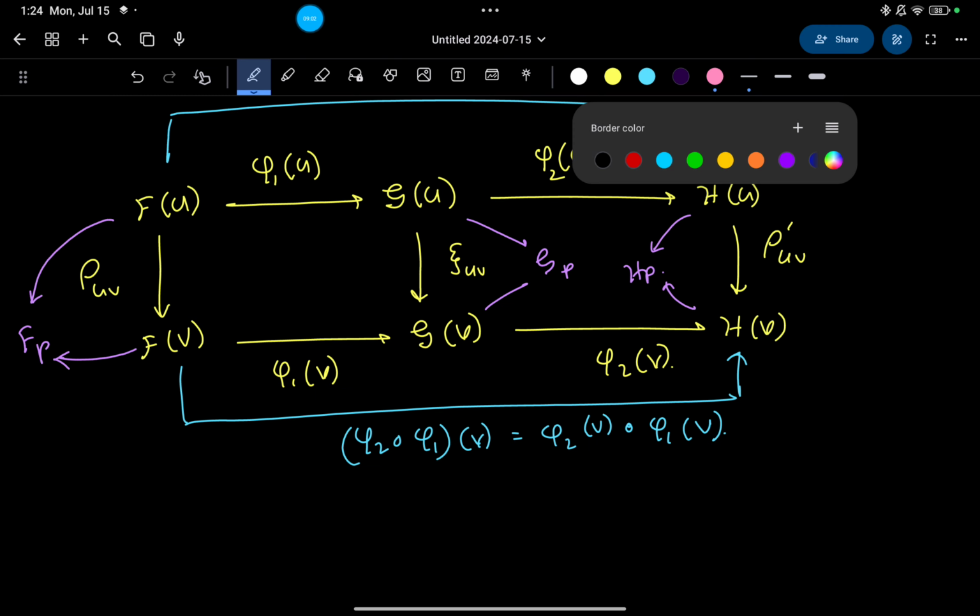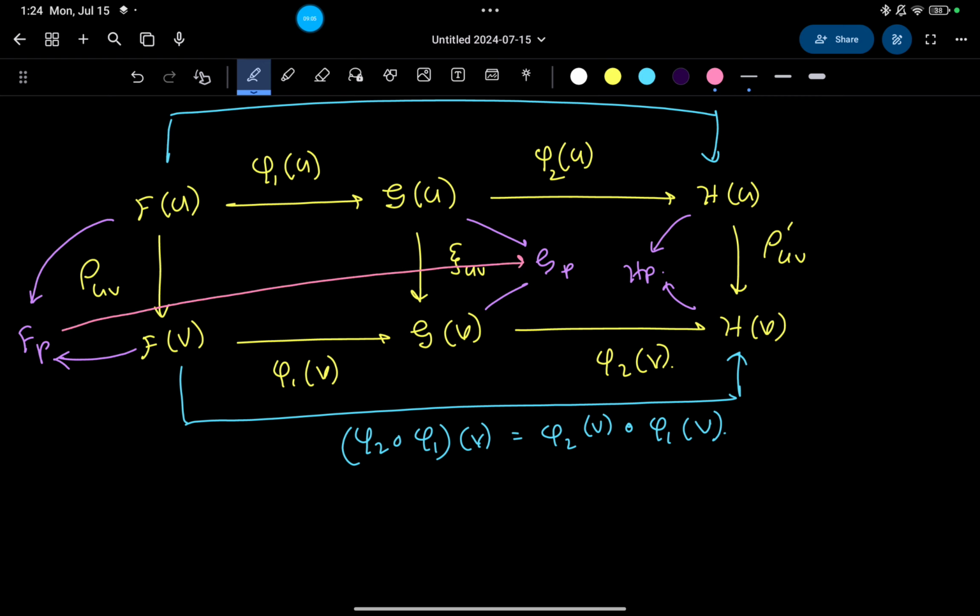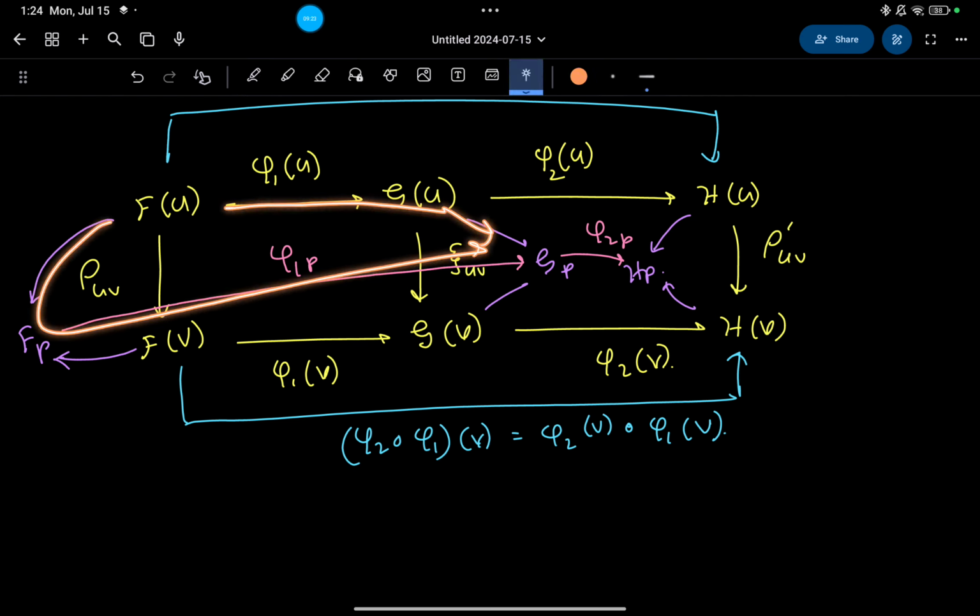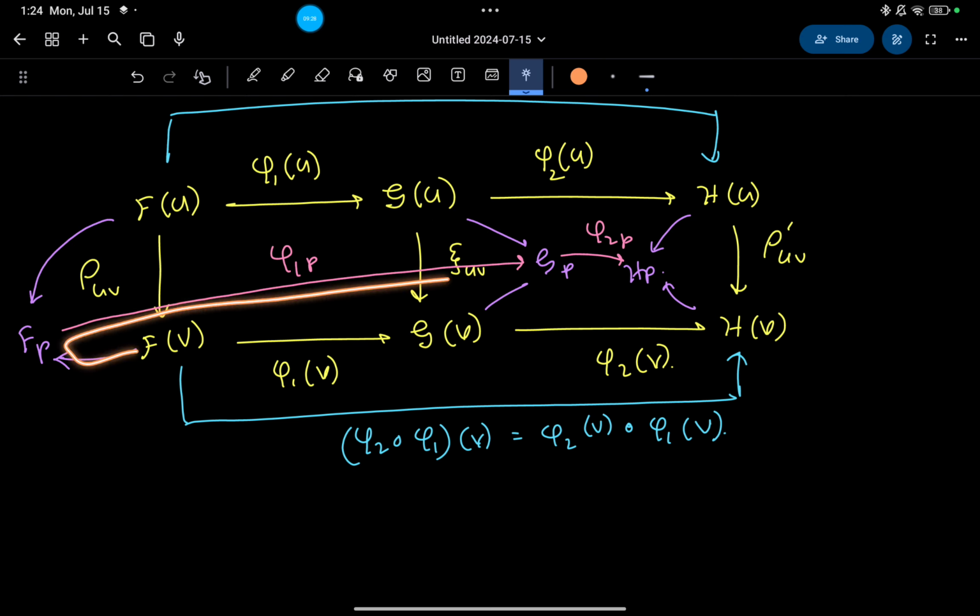So from FP to GP there is a map, let us call it phi1p, and from GP to HP there is a map called phi2p. So how is this map defined? This map is basically defined such that this diagram commutes, and this one and this one, this diagram commutes.